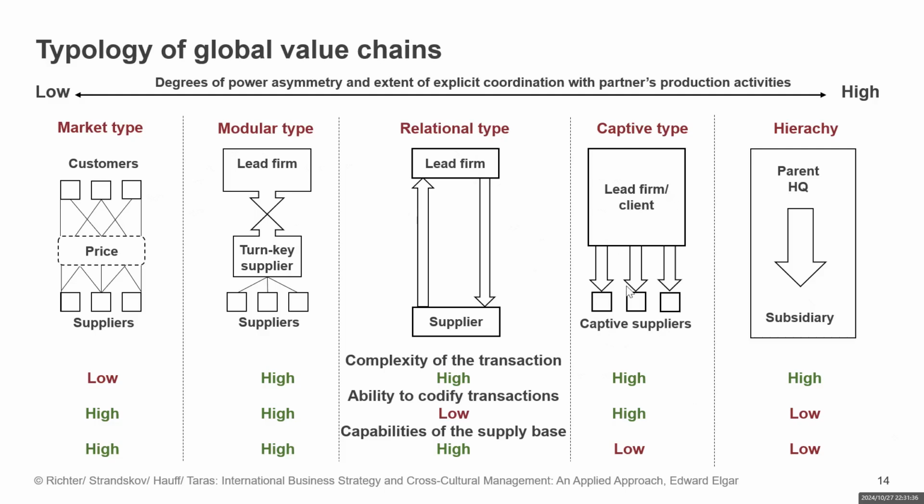And you have the captive type, which is characterized by a few large buyers controlling many smaller dependent suppliers. So the suppliers follow specific instructions and rely heavily on these big buyers for business. Examples are small electronic companies producing parts solely for large companies like Tesla and under strict requirements. And then in the end, you have the hierarchical type, where the company does everything in-house with full control over every step of the production process, using its own factories and subsidiaries.